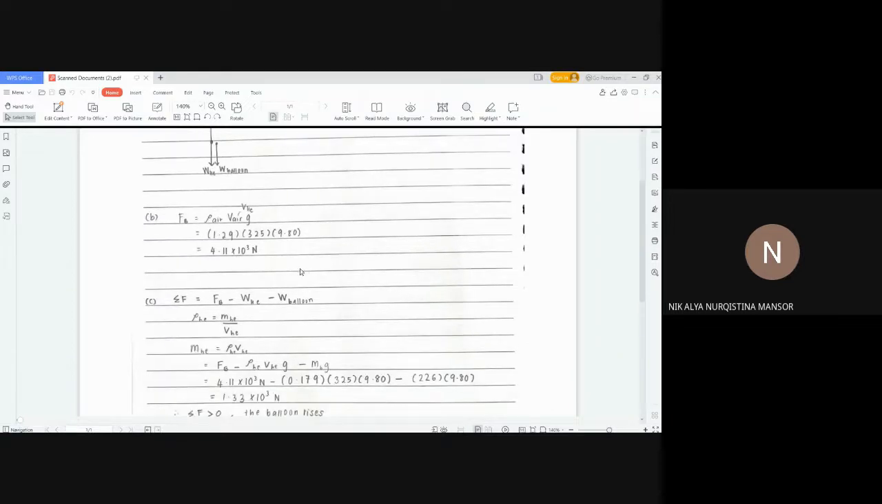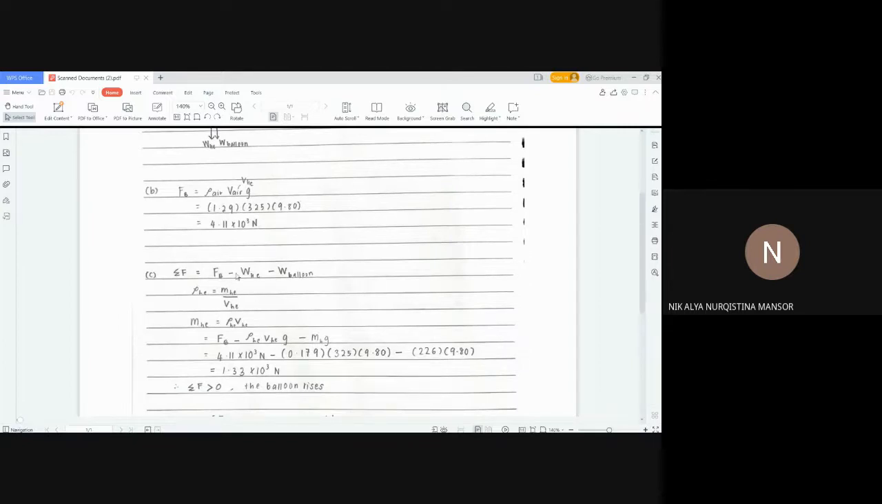Untuk soalan B, calculate the buoyant force acting on the balloon. Saya guna formula buoyant force equal to density of air, volume of air and g. Volume of air saya ambil volume of helium sebab volume of helium sama dengan volume of air sebab balloon tu dia surround dengan air. Lepas tu saya masukkan density 1.29, 3.25 dan gravity 9.8, dapat 4.11 darab 10 kuasa 3 Newton.